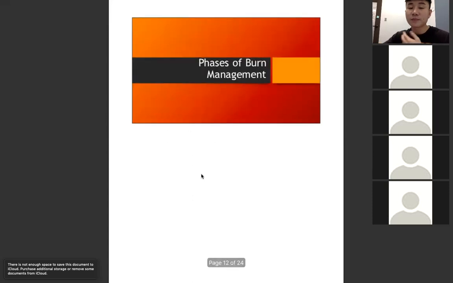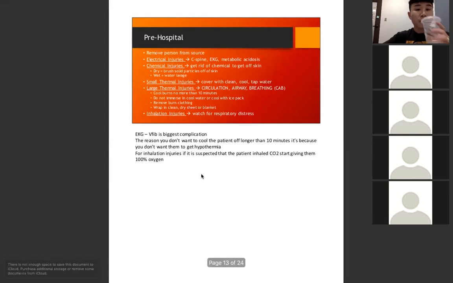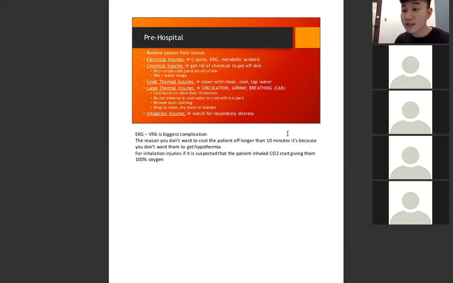All right, now we have phases of burn. In the pre-hospital phase, we have to remove the patient from the source if we see that the patient is experiencing burn. However, if the patient is experiencing electrical burns, please don't just use your hand and pull them out. Use a wood stick or something that pushes them out of the source.